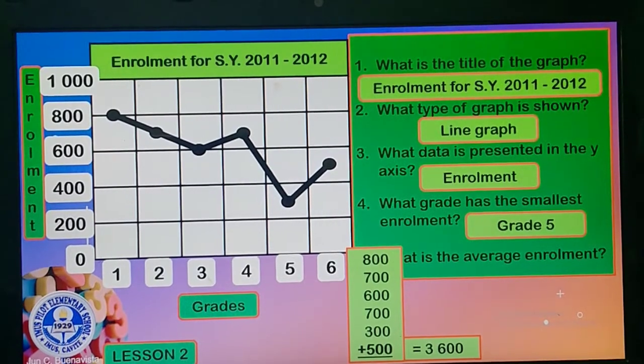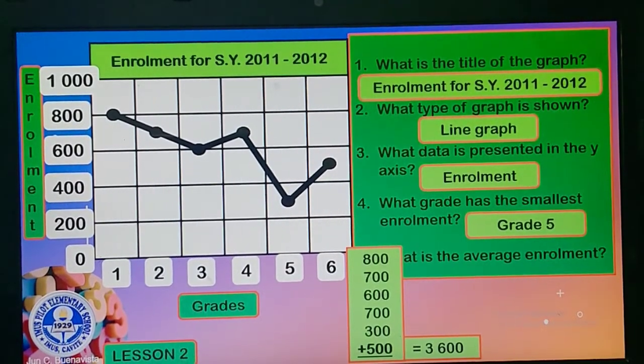Okay, so the total again is 3,600. So, how many cases did we add? We have 6, so we are going to divide it by 6.